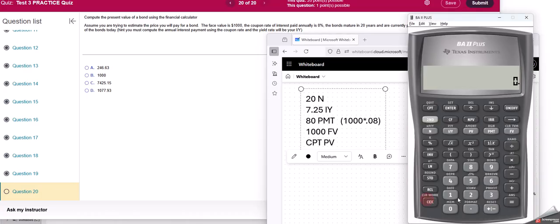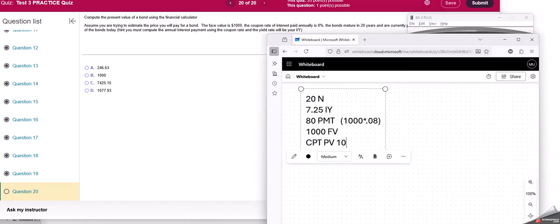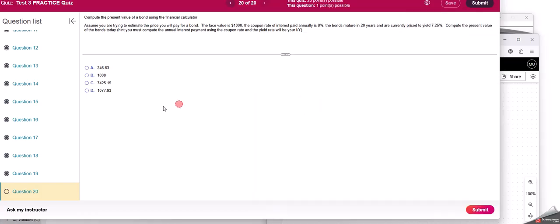Okay, so putting that into our calculator, 20 is our N, 7.25 is the IY, $80 is the PMT, $1,000 is the future value, and then compute the present value. So $1,077.93. So that is D.